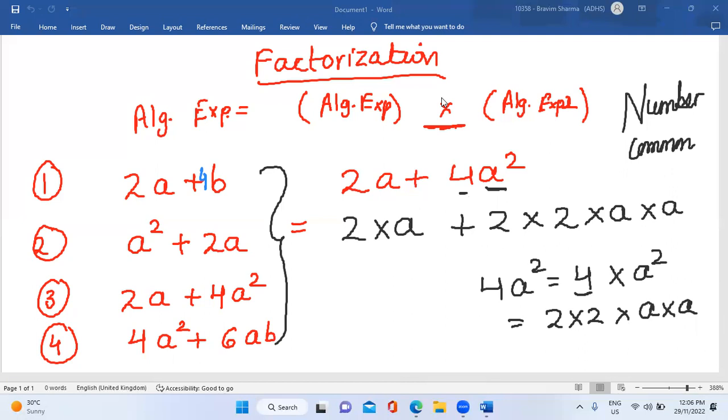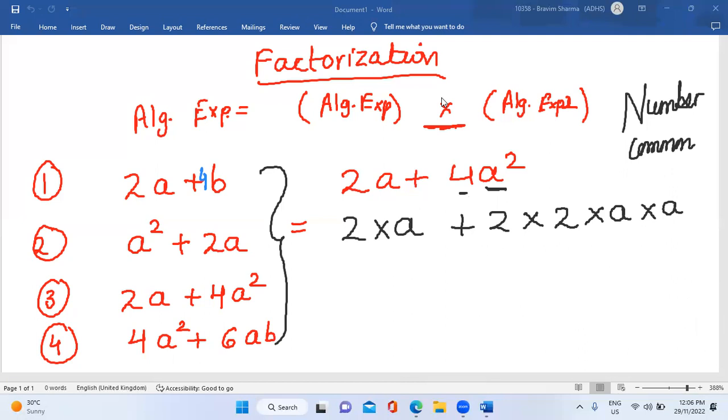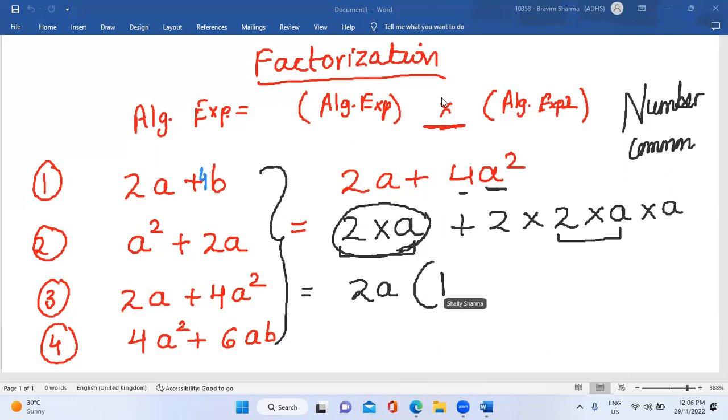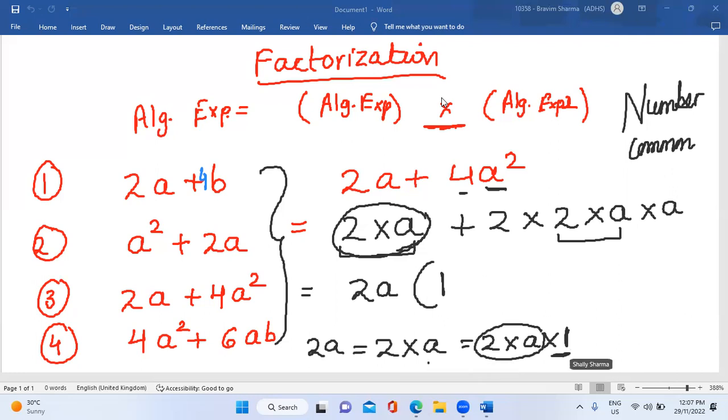Now, once you write it in this way, you can clearly see what is common. Here we have 2 and a. Here also we have 2 and a. And we can take this whole part common. So basically I am taking 2 times a common, which means it is 2a. So 2a is common. Now when you take this whole thing common, what is left inside? Only 1. Because I can write this 2a as 2 times a, and I can also write it as 2 times a times 1. So when you take this part outside, 1 will be left inside.